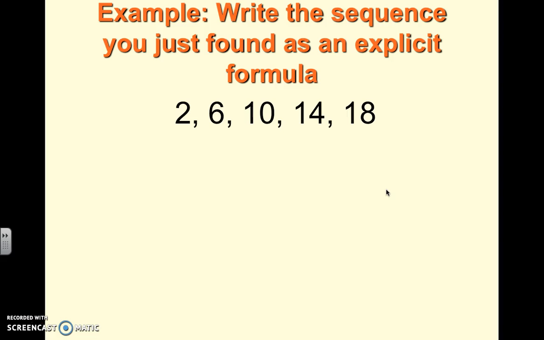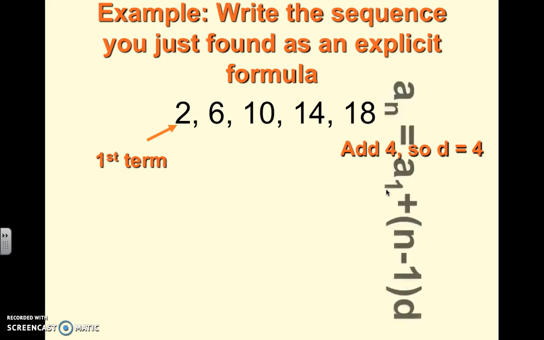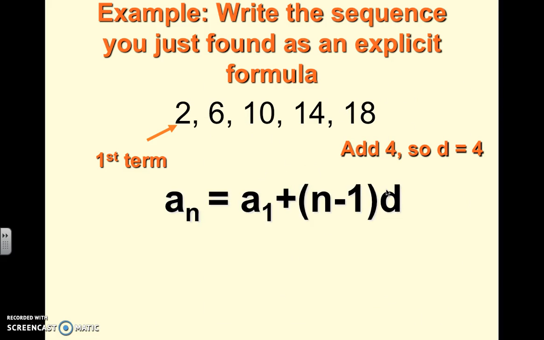But we can take this sequence, we found the first 5 terms, and write it as an explicit formula that can then help us. 2 is our first term. We're adding 4, so our common difference is 4, and we're going to plug those two things into our explicit formula from last class. So a sub n equals a sub 1 plus n minus 1 times d.